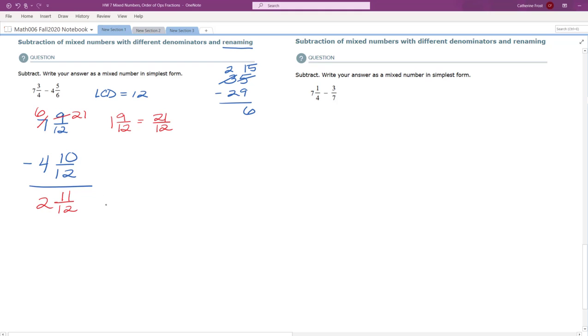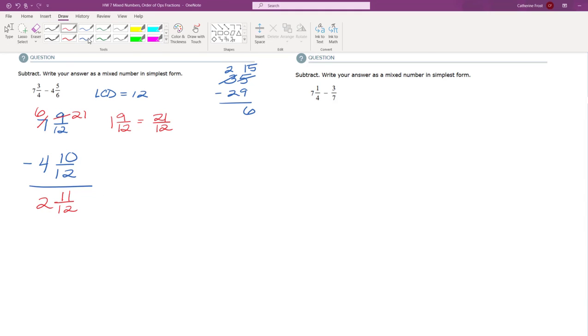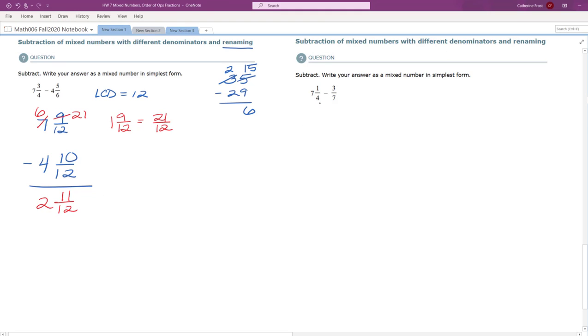So let's do one more. I'll switch back to blue. 7 1/4 minus 3/7. So yet again, and that's what this topic is, of course, different denominators. We have to get common denominators. 4 and 7 don't have any common factors, so the LCD is actually just going to be 4 times 7 or 28. Okay, so I'm going to rewrite this now as 7 and, let's see, what over 28?